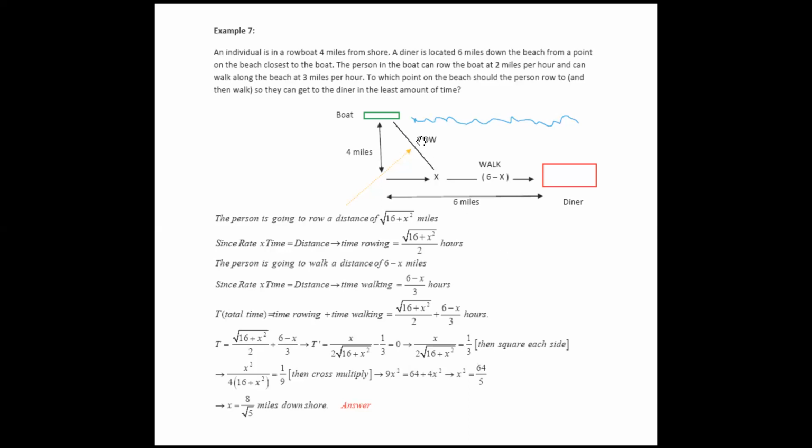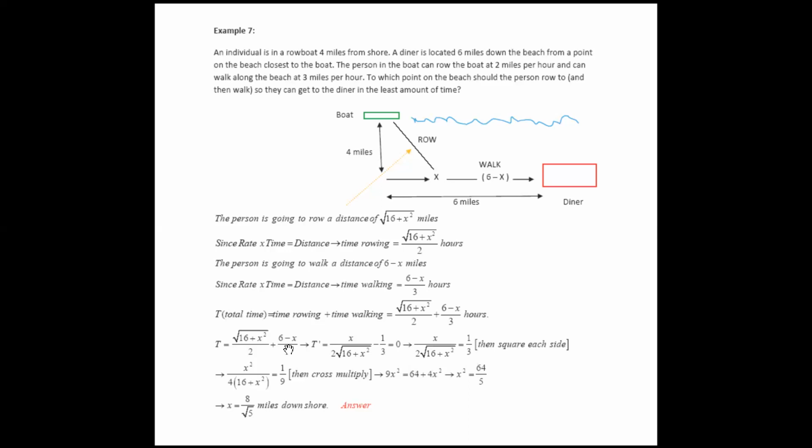So the distance they're going to row is the square root of 16 plus x squared. The rate at which they row is 2 miles per hour. The distance they're going to walk is 6 minus x miles, and the rate at which they're going to walk is 3 miles per hour. So this is the time rowing, and this is the time walking. So the total time is the time rowing plus the time walking, which will be this quantity plus this quantity, okay? So we've written that like so.